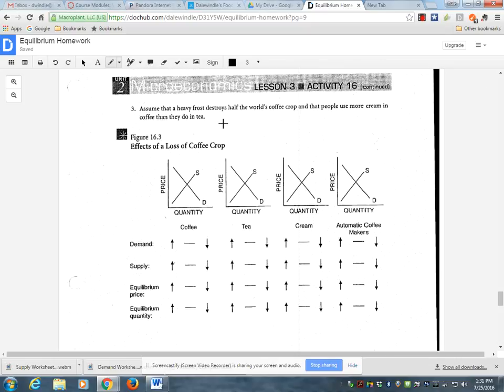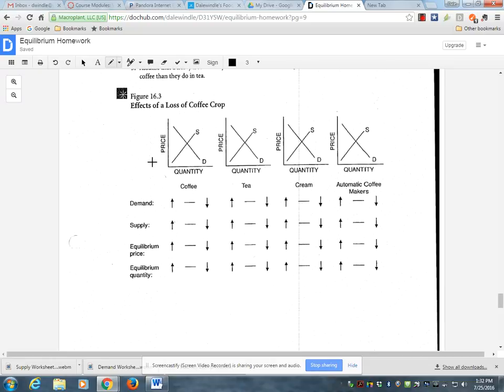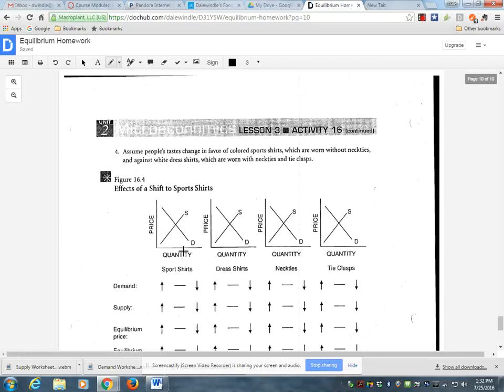There's a frost and it destroys half the world's coffee crop. I can't understand where there's frost where people grow coffee in tropical areas, but whatever. So that's a supply thing. That just means a bunch of the sellers are gone. Tea is a substitute for coffee, and think of cream and automatic coffee makers as complements to coffee. And coffee is going to be more expensive, people buying less of it, so you can figure that out.